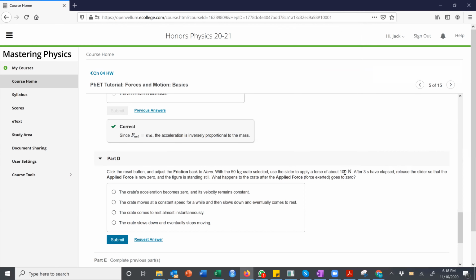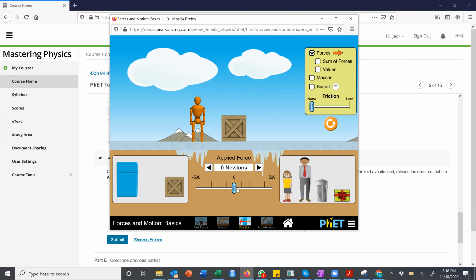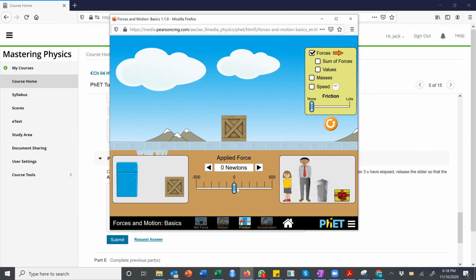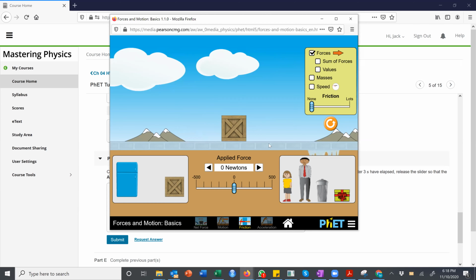Use the slider to apply a force of about 100 newtons. After 3 seconds have elapsed, release the slider so the applied force is now zero. What happens to the crate after the applied force goes to zero? So we're going to apply a force of about 100 for 1, 2, 3 seconds. With no friction, the crate just goes forever. Yeah, of course. That's one of Newton's laws. The crate moves at constant speed for a while and then slows down, eventually comes to rest. I don't know if it will come to rest with no friction.